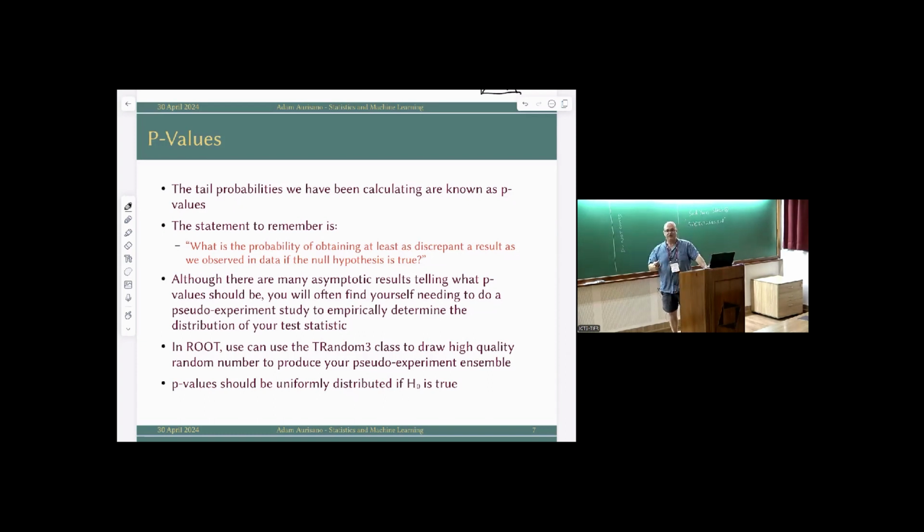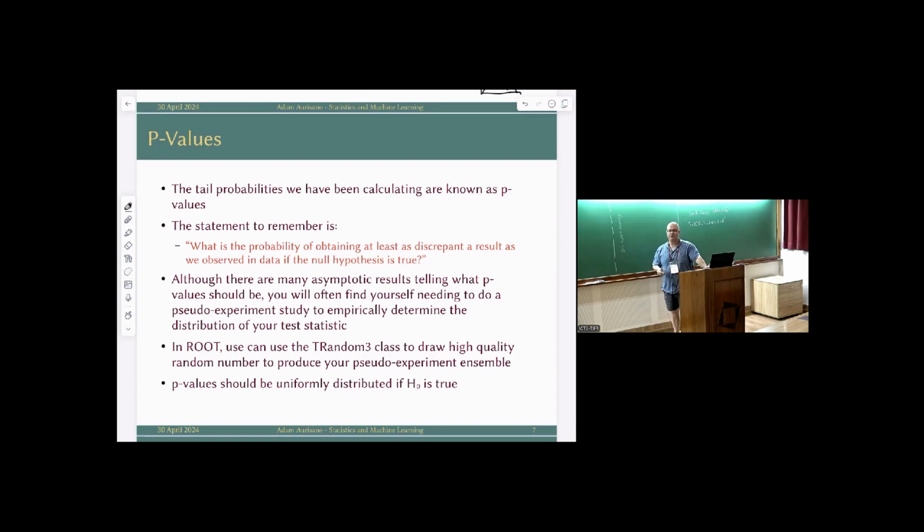There are many asymptotic results that statisticians have come up with telling you what p-values should be, but in real life, you almost always find yourself doing a Monte Carlo study instead, right? Many of these asymptotic results are only true in the limit of infinite statistics, and you don't necessarily get to that asymptotic result particularly fast. So very often you have to do a Monte Carlo study no matter what, just a toy Monte Carlo to figure out what your answer is. In ROOT, you can use the TRandom3 class to draw high quality random numbers to produce your pseudo-experiment ensemble.